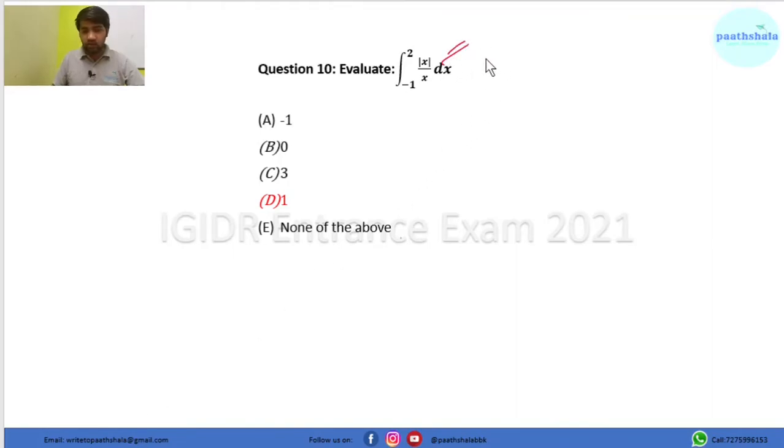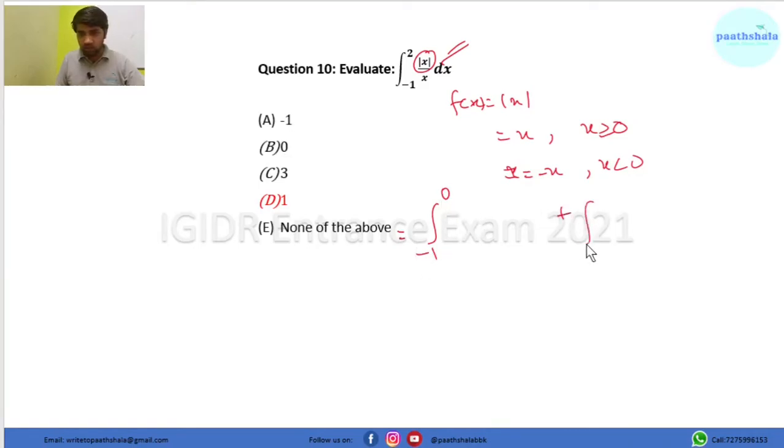In order to solve this we have to assess the nature of mod x first. So let's take f(x) equals mod x. We know that this will show positive behavior when x is greater than or equal to 0, and negative behavior when x is less than 0. So the limit will get split at x equals 0. Initially it will go from -1 to 0, then from 0 to 2.